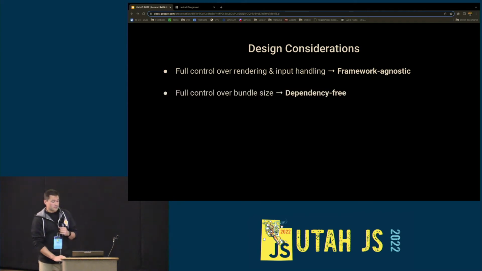Full control over the bundle size. We wanted full control over how much code we were shipping to clients and what the footprint of the library was. And it's hard to do that when you have dependencies that you need to make the library work. So we wrote it completely dependency free. The core library is dependency free, and so you don't have to have Immutable.js or anything like that, which is what Draft used.